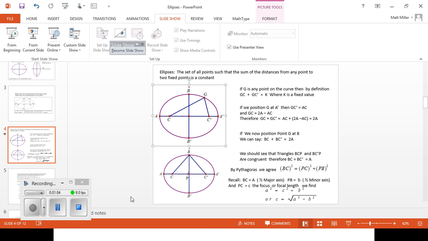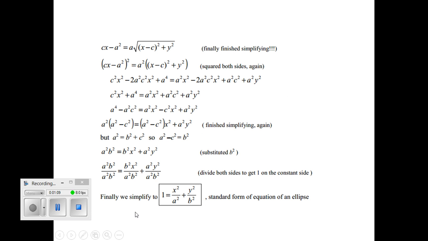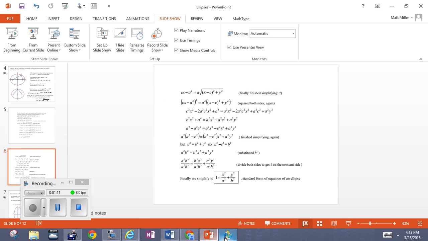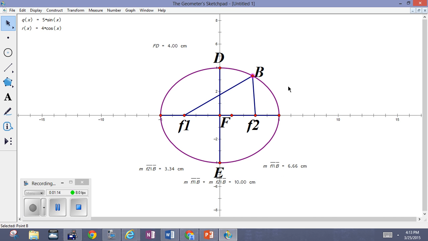So I'm going to go back to my Geometry Sketchpad to illustrate that. Again, point B, a point on the ellipse, is always 2a distance away. Here my 2a is 10. The sum of that distance is always 10, whether it's here, here, or in fact right up here at point D.